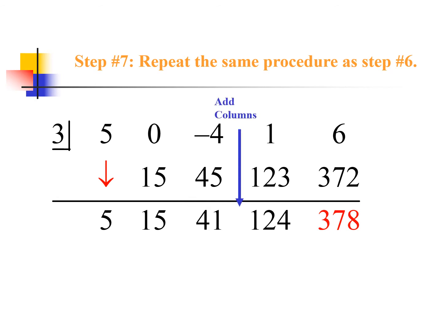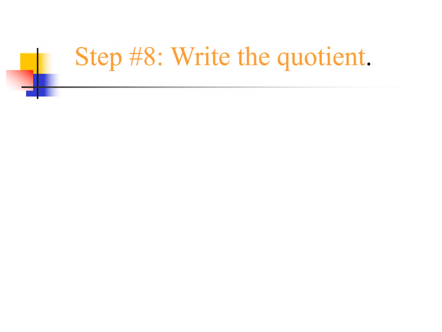And then multiply the 41 again with the constant 3 on the left. So that will give us a product of 123. Add the column 1 plus 123. The sum is 124. And multiply the 124 with 3. That will give us a product of 372. And make sure to add 6 plus 372, and that is 378.